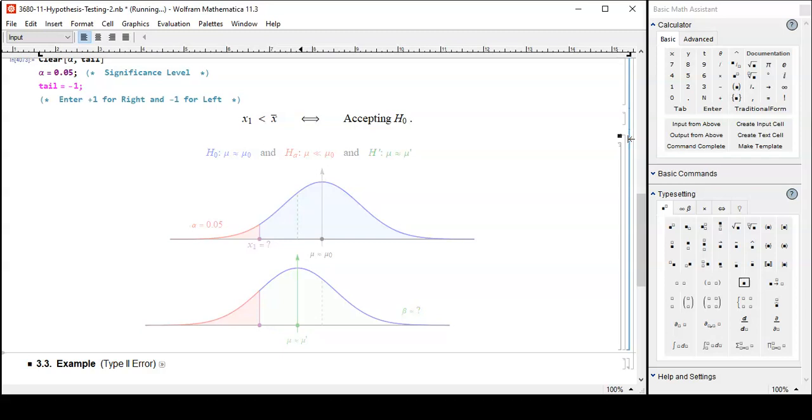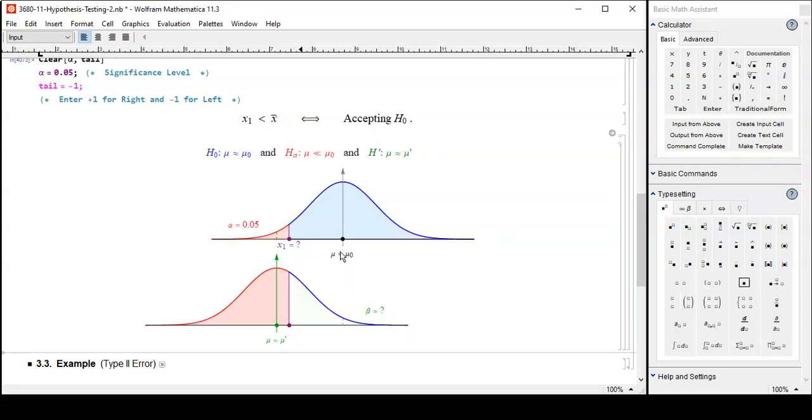Now, kind of like this, mu prime is much less than mu 0. In that case, it's more likely that I do it right. So less probability for type 2 error.